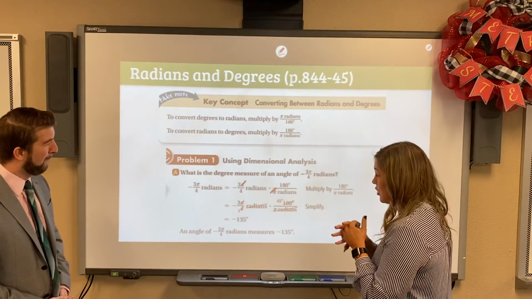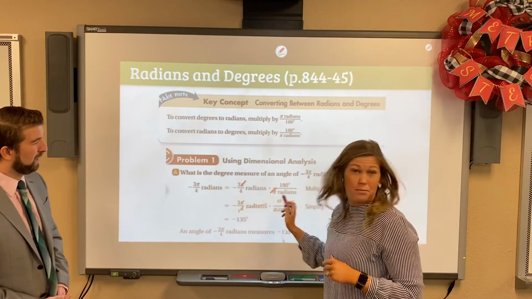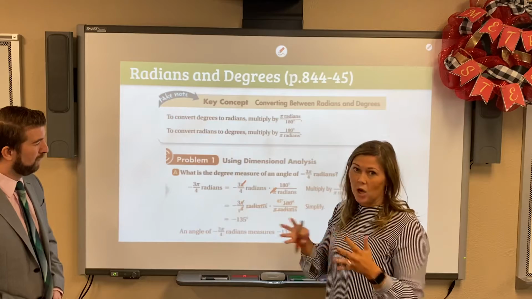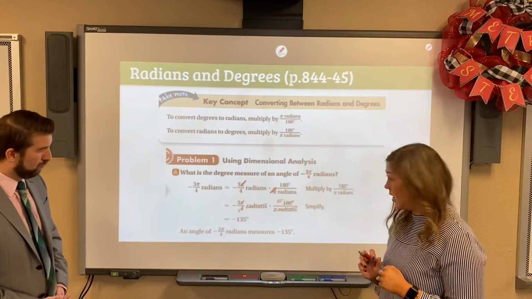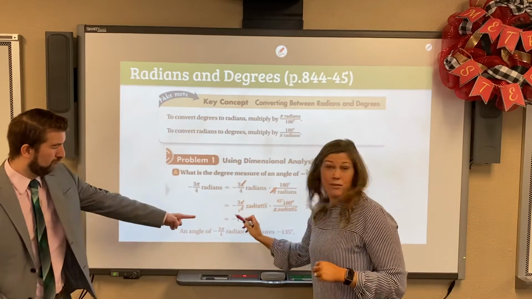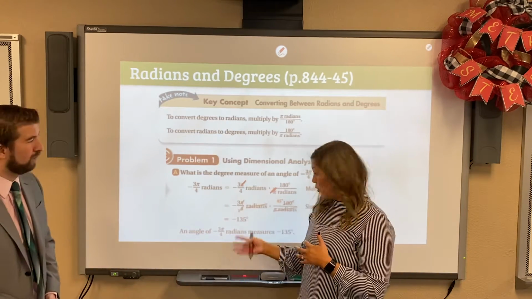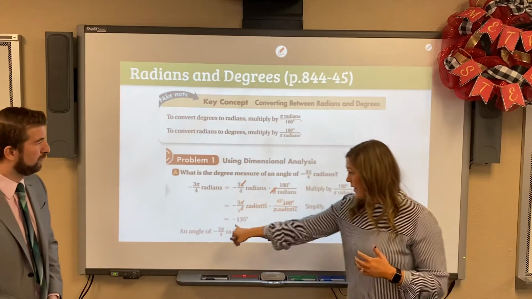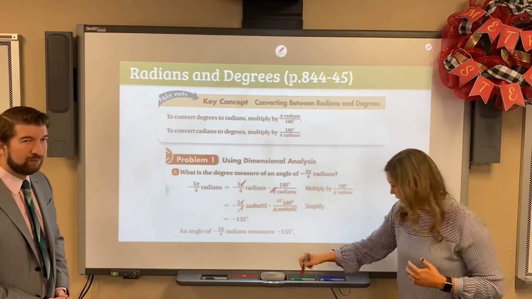So then all you have to do in your calculator is, or what they did is they simply cross simplify, which is fine. All you need to do is put in your calculator negative 3 over 4 times 180. Okay, and then you're going to get negative 135 degrees. So radians to degrees, we have this pi in radians. Degrees is your number with your degrees.